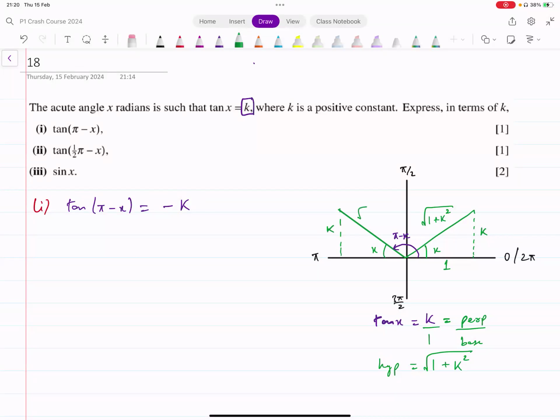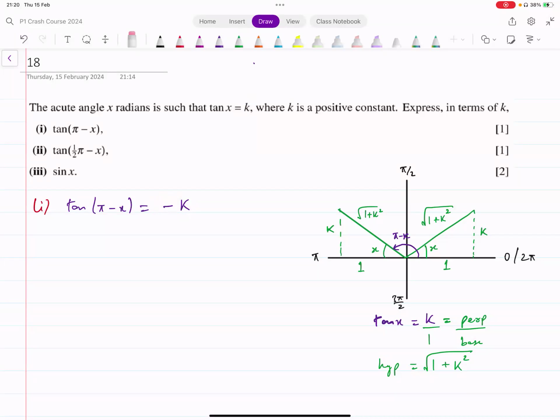This is still going to be square root of 1 plus k squared. And this is still going to be 1. All the ratios are the same. So that means sine, cos, tan are going to be the same as well. The only difference is whether it's plus or minus. Since we are in the second quadrant, tan is negative, we just put a negative sign there. So that's minus k like this.